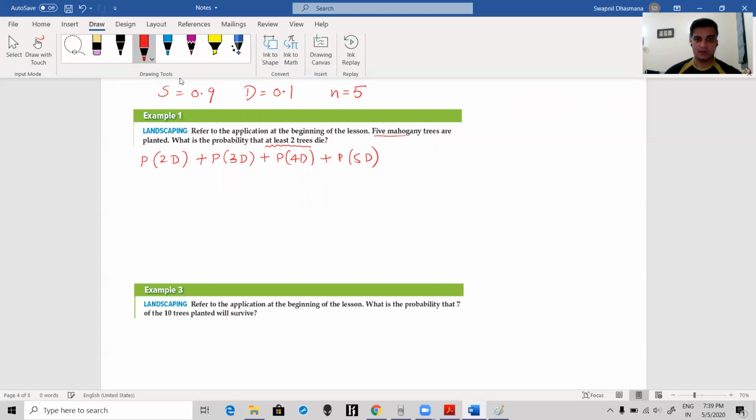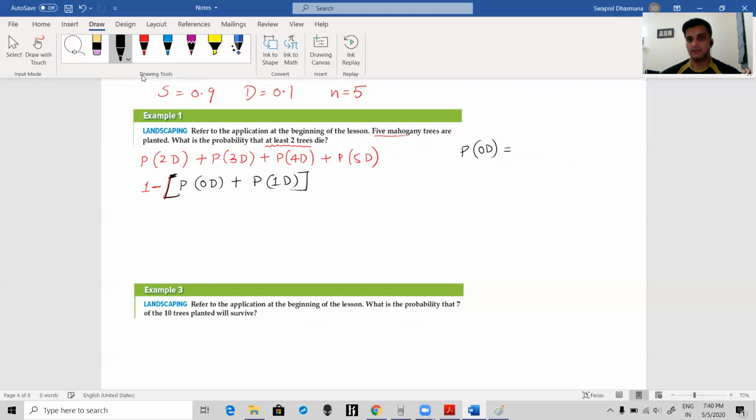So one way is I find all these together and then add them. I think in this case, the easier way is 1 minus the opposite. The opposite is the cases they are not asking for, which is 0 death and probability of 1 death. So to find this, I'll do it here. So you need 0 death.